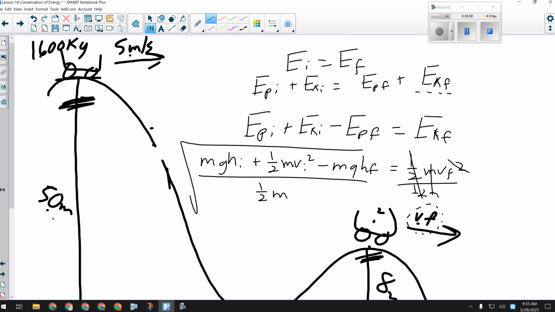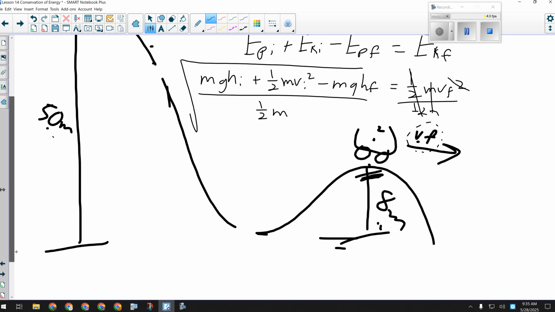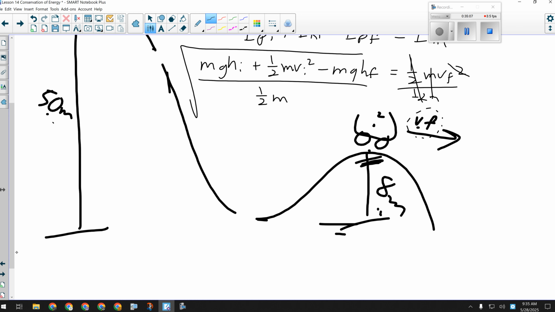All right, when I'm plugging in all of those numbers, it's going to look like this: 1,600 kilograms times 9.81 times 50 meters. There's my initial potential energy. Plus 1/2 times 1,600 times, was it 5 squared? Minus 1,600 times 9.81 times 8. That would be my final potential energy.